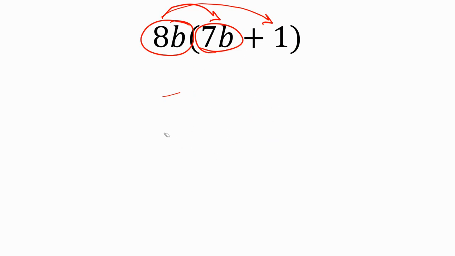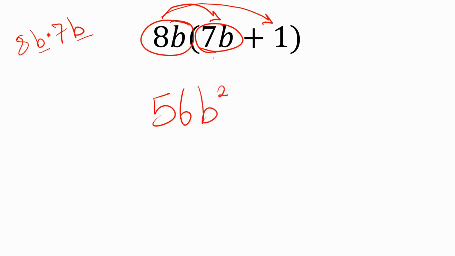So let's redo that. So let's start with these first two. Let's do 8b times 7b. Well, if I have 8b times 7b, I'm going to start with the coefficients. 8 times 7 is 56. Then I'm going to do the variables. b times b is b squared. All right, I'm done with the first one.